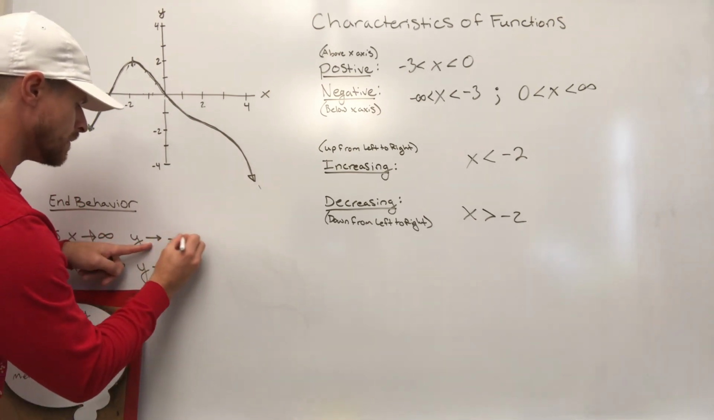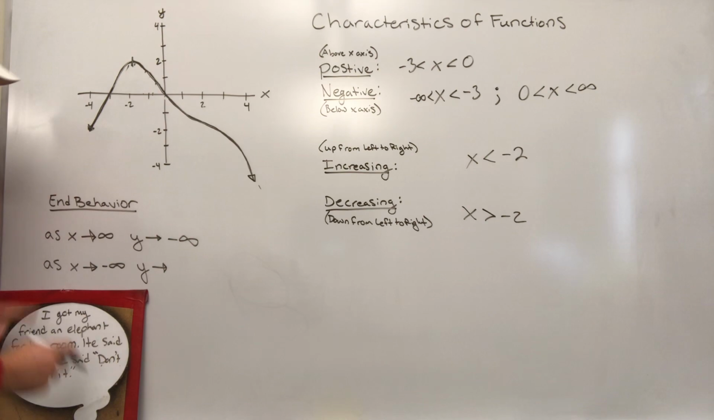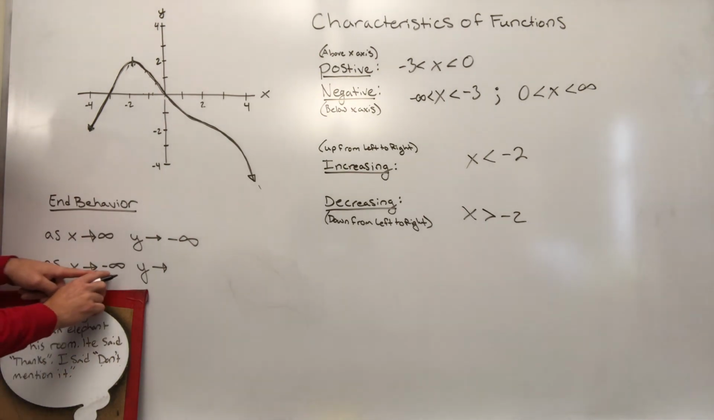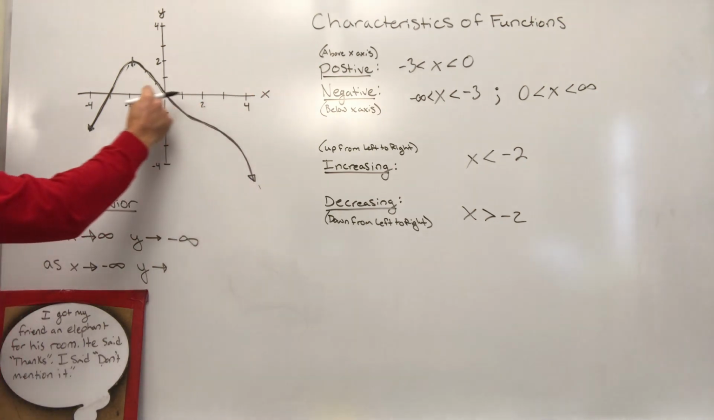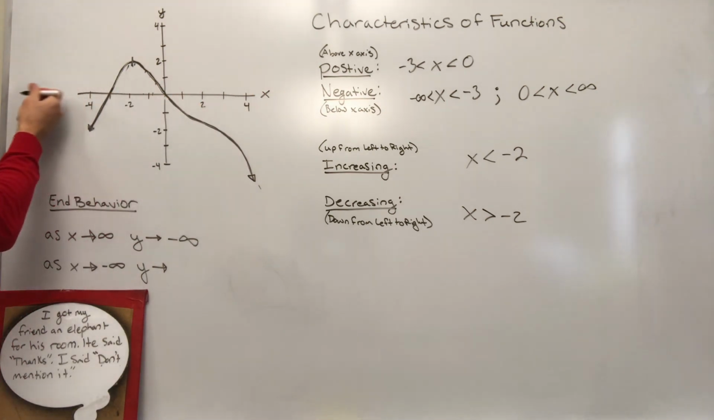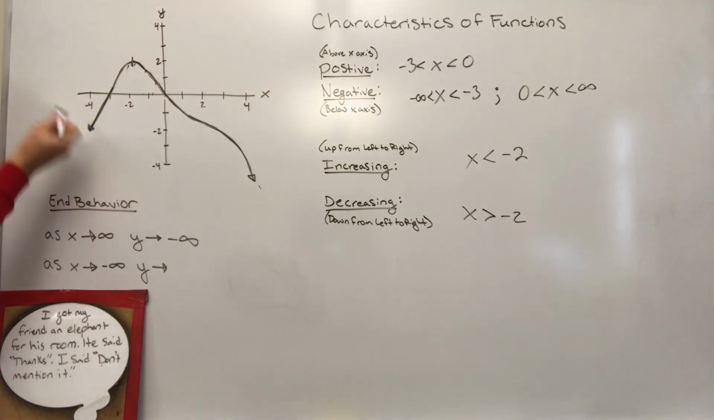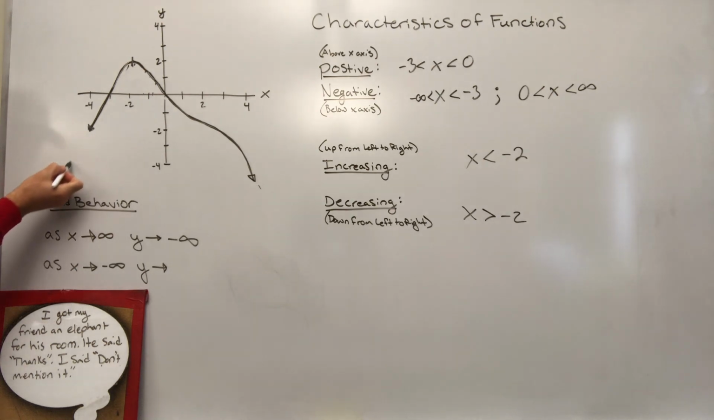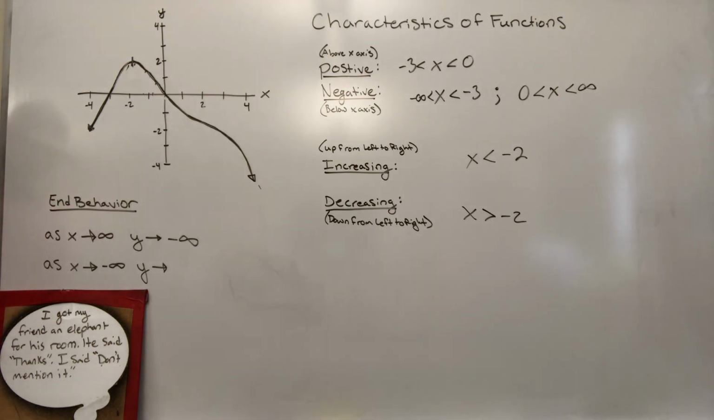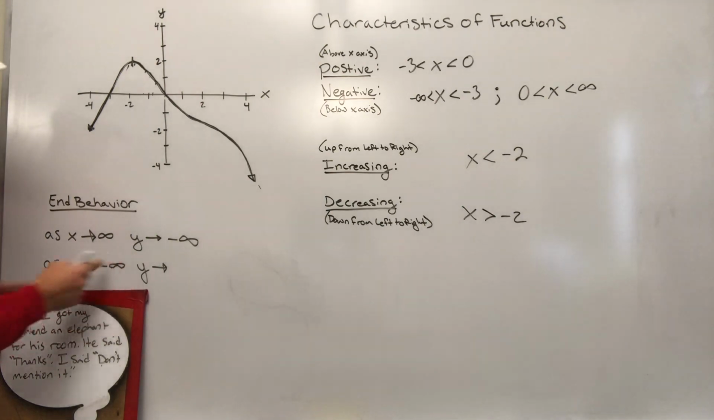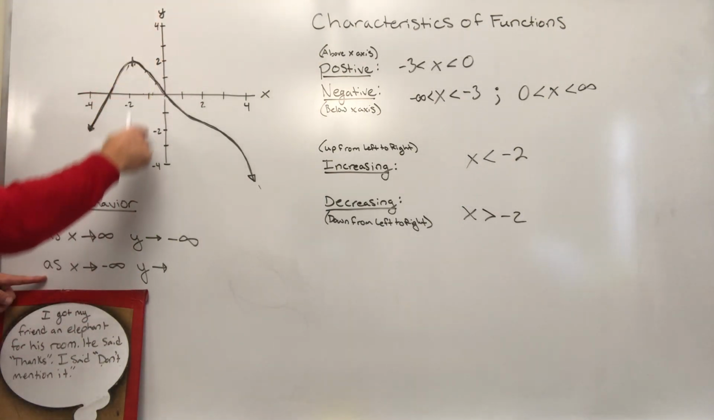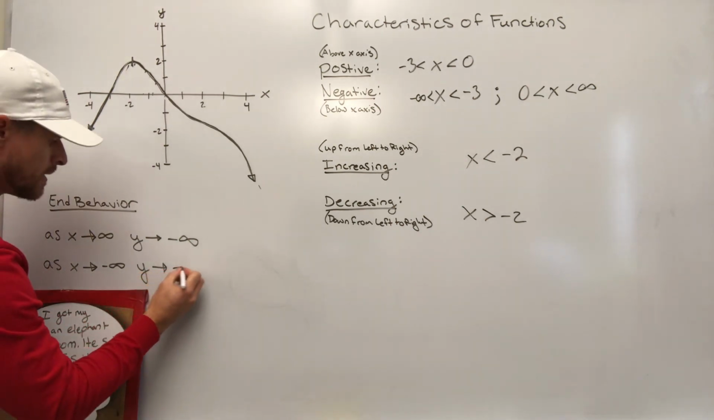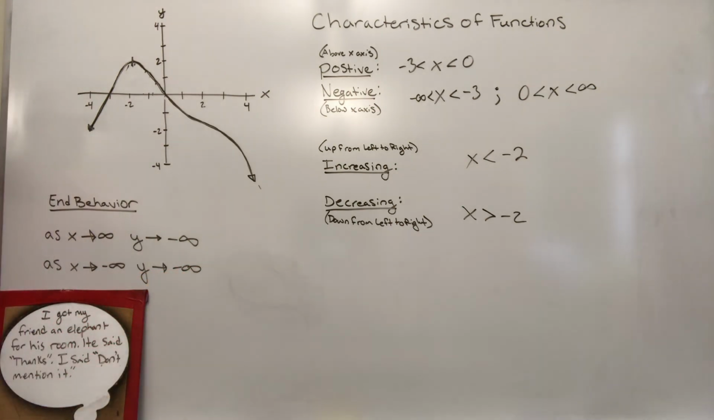Now when x approaches negative infinity, as my x values go towards negative infinity, that's further and further left. The farther and farther left I go, this continues to go down, lower and lower, right? So as x approaches negative infinity, my y values are also going farther down towards negative infinity.